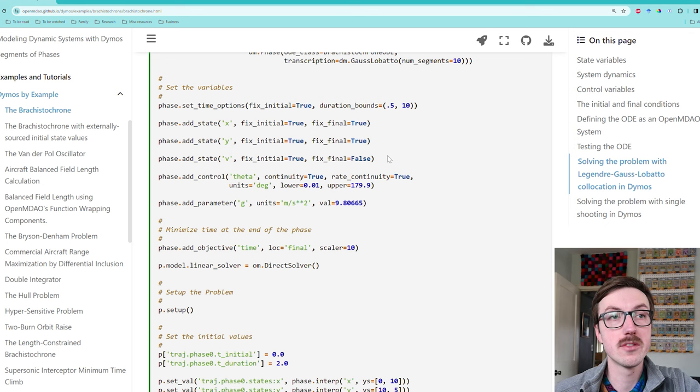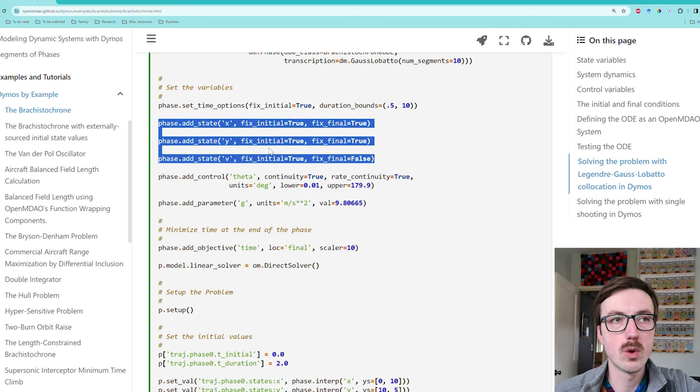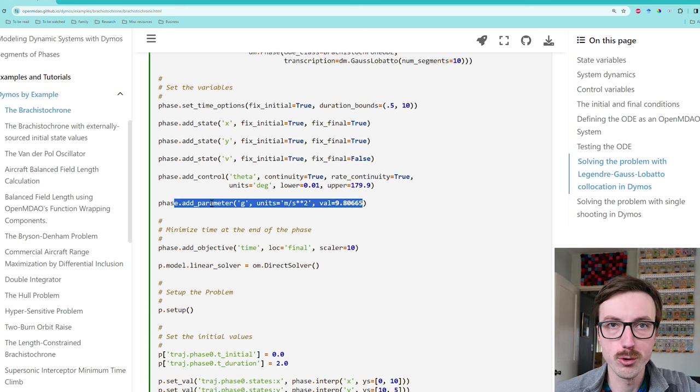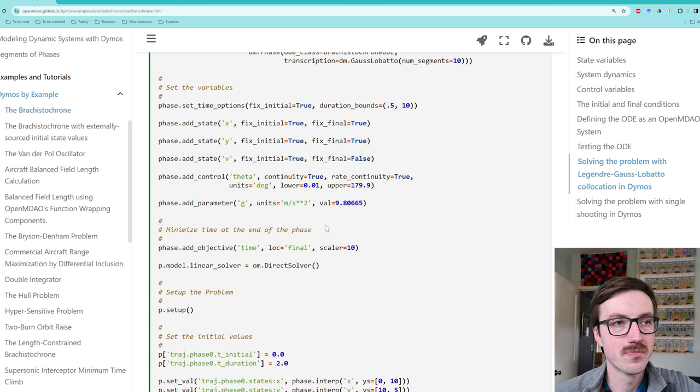Then we have three add_state calls. Now this is fun. We have X and Y positions. fix_initial is true for both of those, and fix_final is true. Now for V, remember, we do not care about the final velocity. But we know that we're starting with the particle not moving. So fix_initial is true, fix_final is false. It can be anything. Next up, we add a control, theta. Again, this is the angle between the wire and the force of gravity. Then we add the force of gravity. You might have guessed that was coming up.